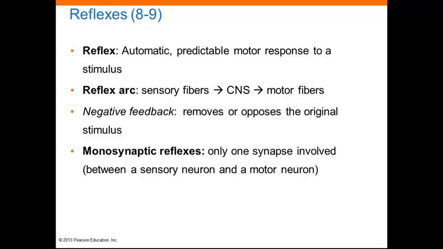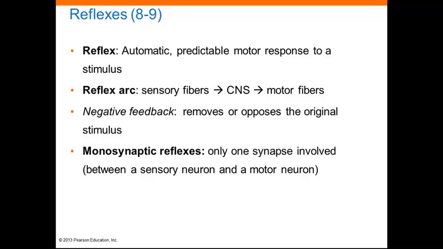Now, to define it, a reflex arc involves sensory fibers delivering information from peripheral receptors to the central nervous system, and motor fibers carrying motor commands to peripheral effectors. The reflex arc is an example of negative feedback, as mentioned earlier in the semester. The response is usually to remove or oppose the original stimulus.